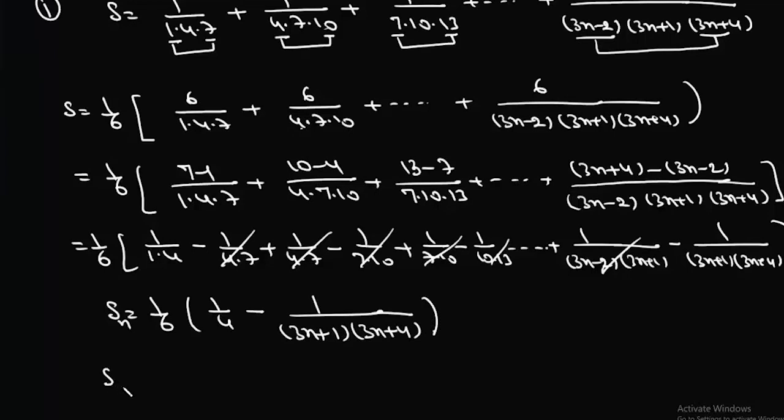Now, if we find the sum up to infinity, we simply need to take the limit as n tends to infinity of Sn. If we take this limit, this entire expression will be simply 0. So, the sum up to infinity is 1 by 24. So, that is the answer to this first part.